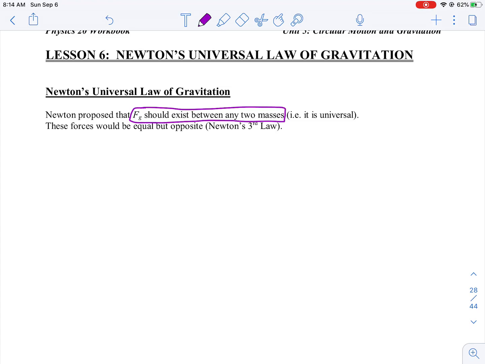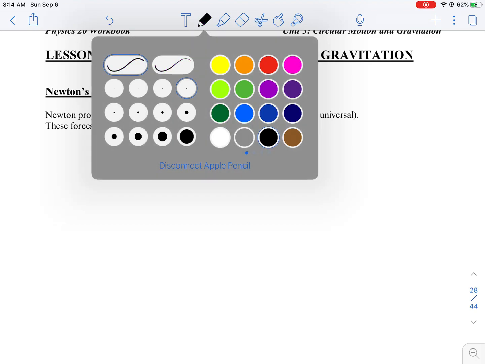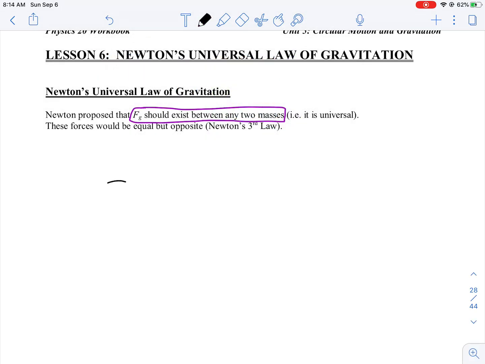And I'm going to show you the equation that he came up with. So on the left-hand side, let's draw a nice large mass, and we'll call this mass 1. And then we'll do a smaller mass over here, and we'll call that mass 2.